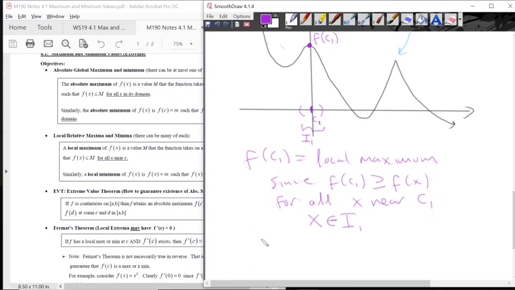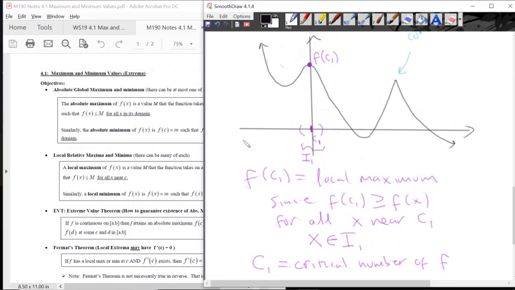Okay? C1 is a critical number of f. That is, it's a value of interest to us that we're going to want to check to see if we find a maximum or a minimum. So we found a local maximum, and the associated critical number was C1.